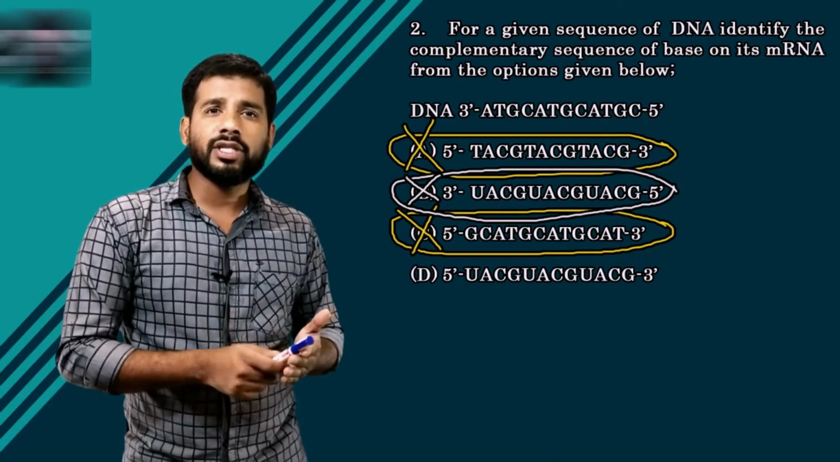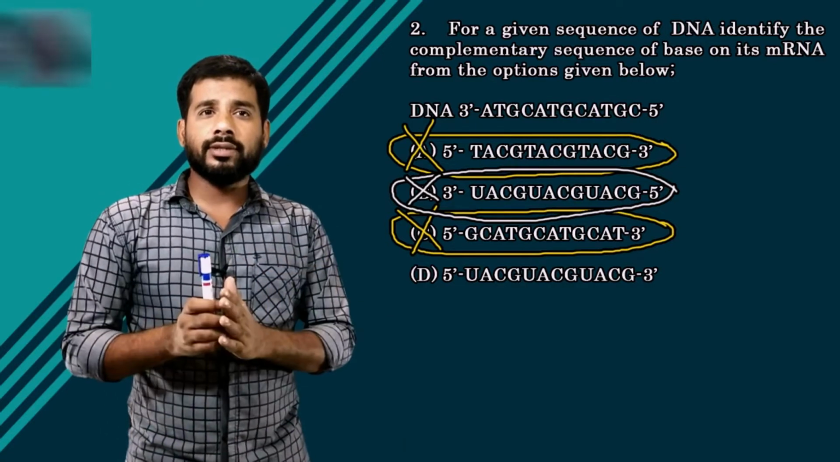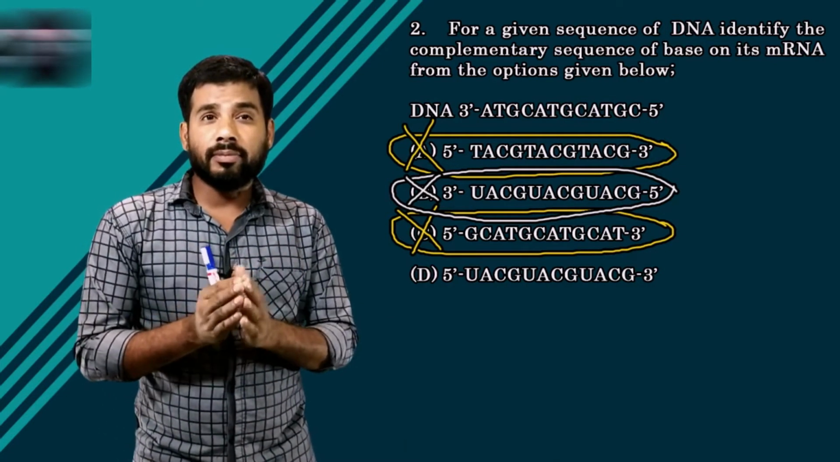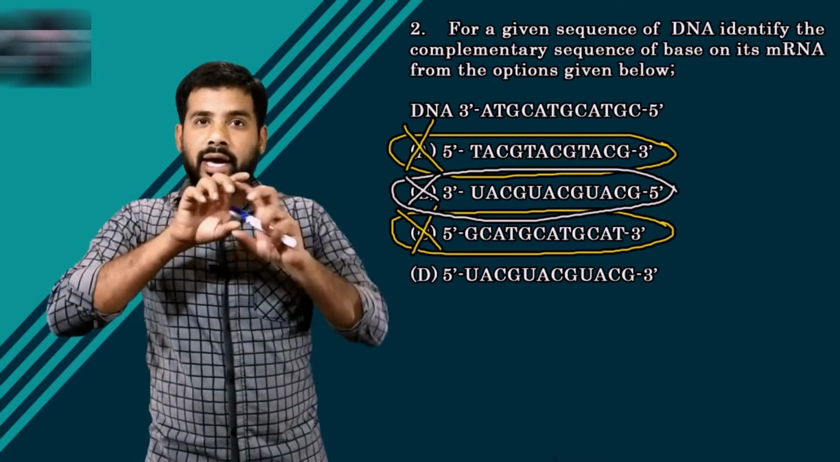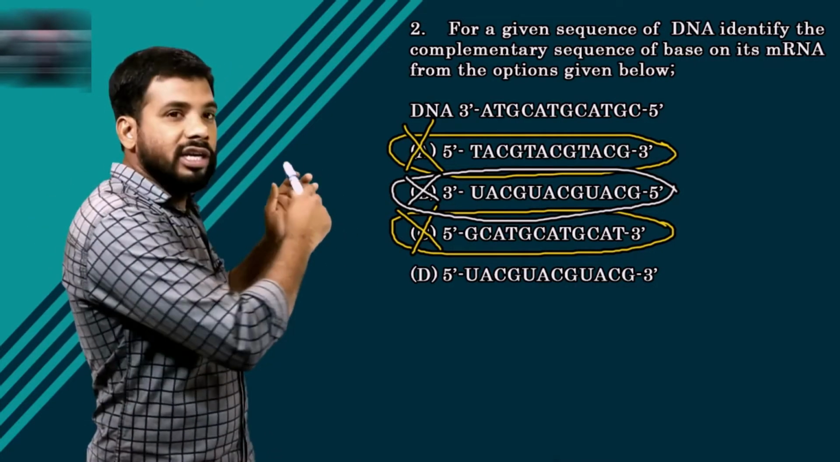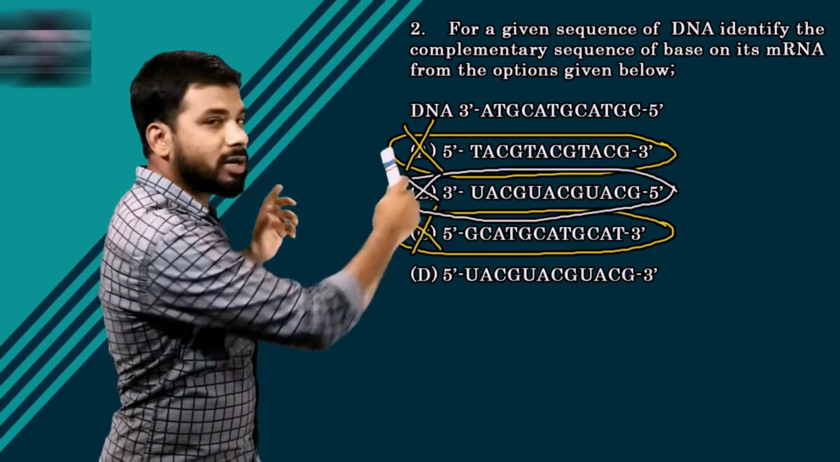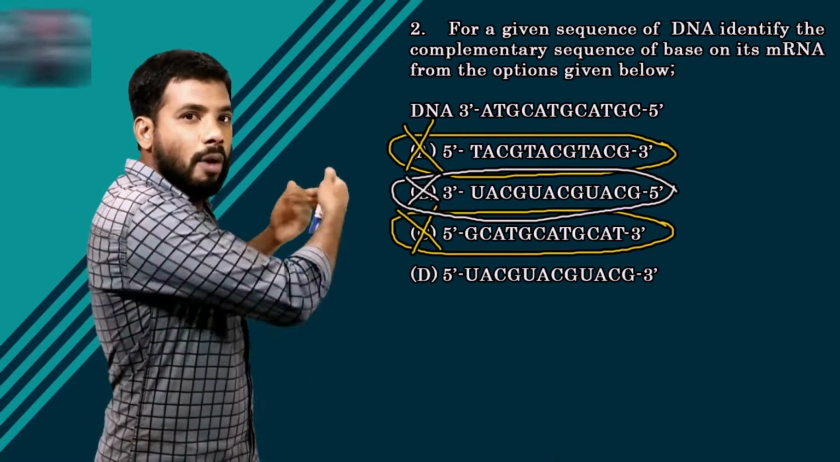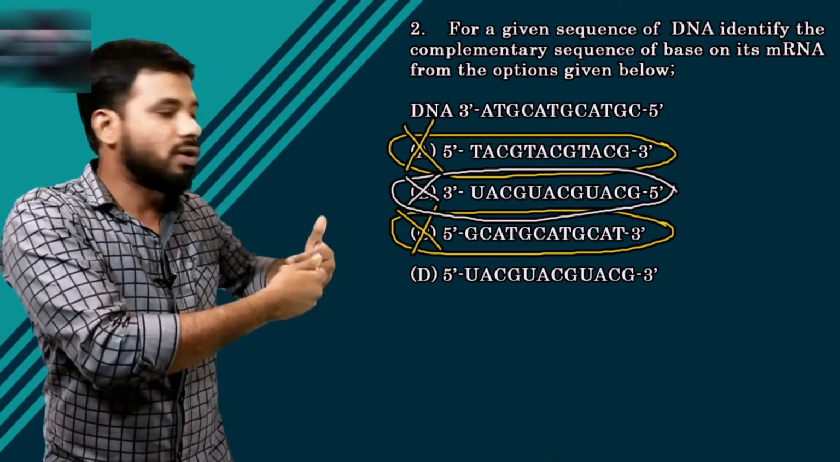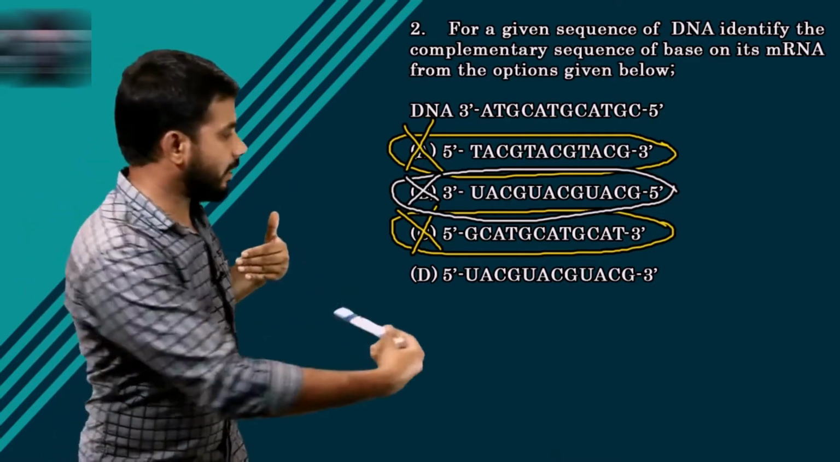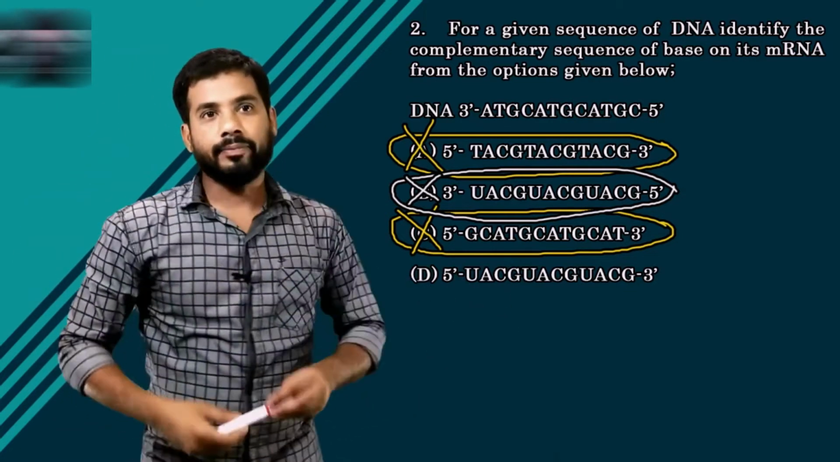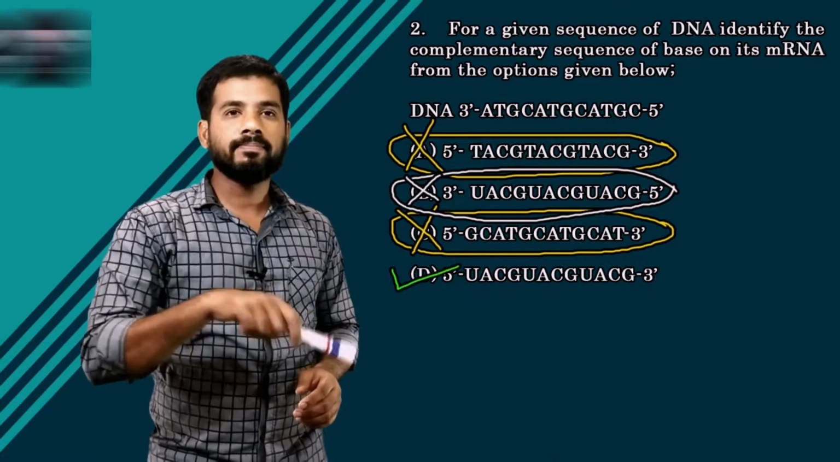That is UACG. And there is a direction you have to remember. In the question, if the DNA has 3 prime 5 prime polarity, the mRNA must have opposite polarity. That means it must have 5 prime towards this side and 3 prime towards that side. So the answer is option D.